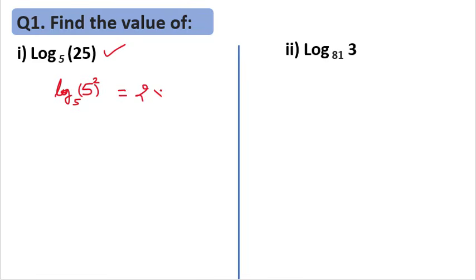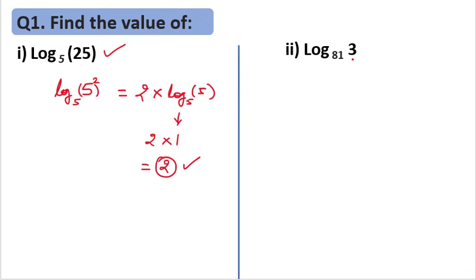So 2 multiplied by log 5 to the base 5. Now we already know that this is same base, same number, so the value is 1. We learnt that in the properties. And this is 2. So the answer comes out to be 2. Easy, isn't it? Let's see the second part of this question.